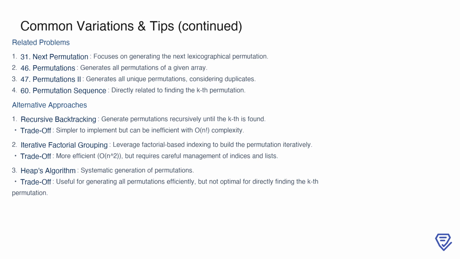When it comes to alternative approaches, recursive backtracking is a common method, where permutations are generated recursively until the desired one is reached. This method is simpler to implement but becomes inefficient for large n due to its O(n!) complexity. A more efficient approach is iterative factorial grouping, which uses factorial-based indexing to build the permutation step by step. This reduces complexity to O(n squared), but requires careful management of indices and mutable lists.